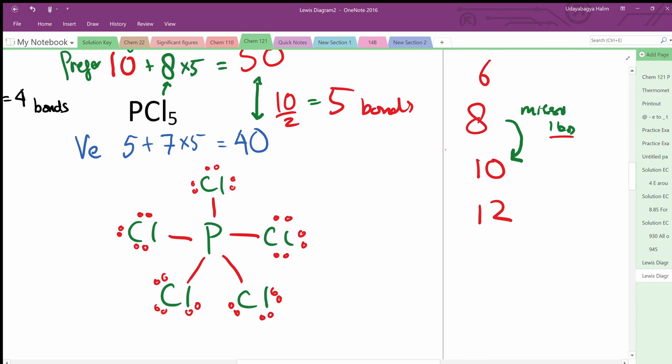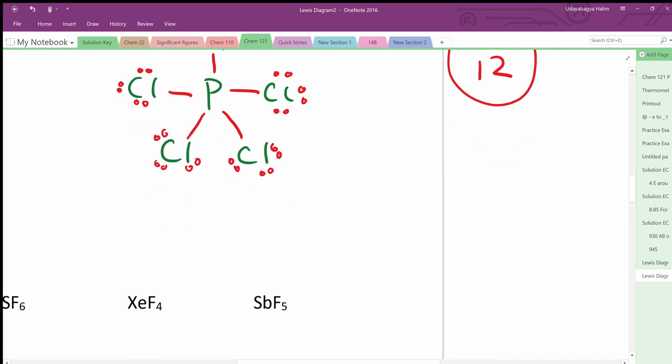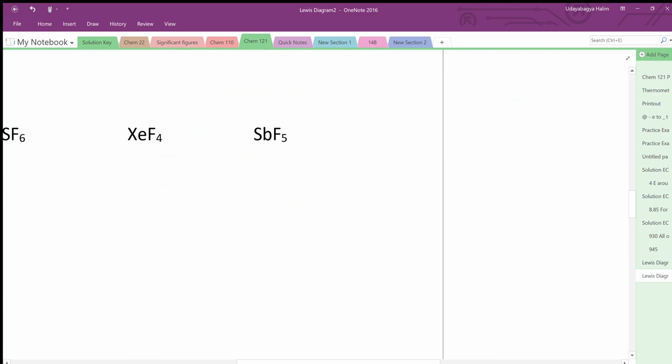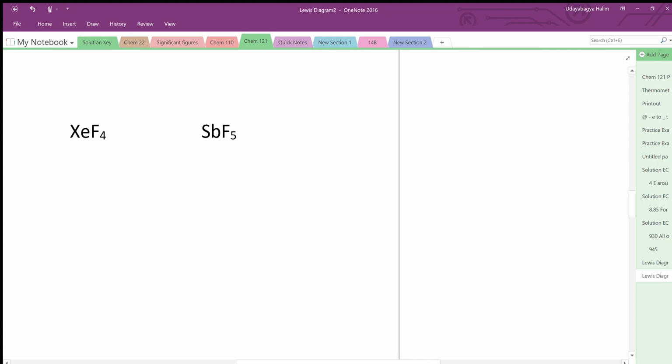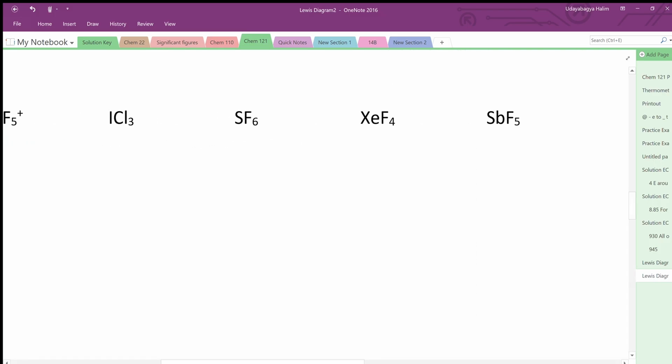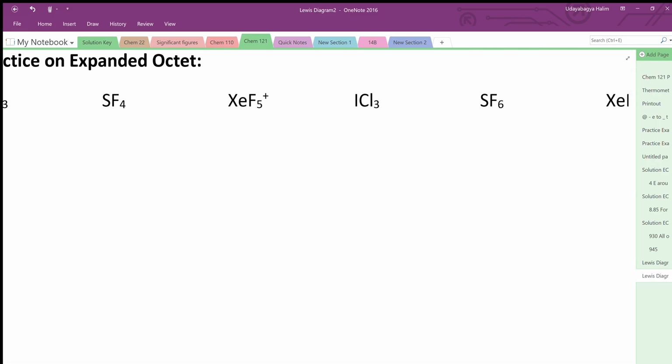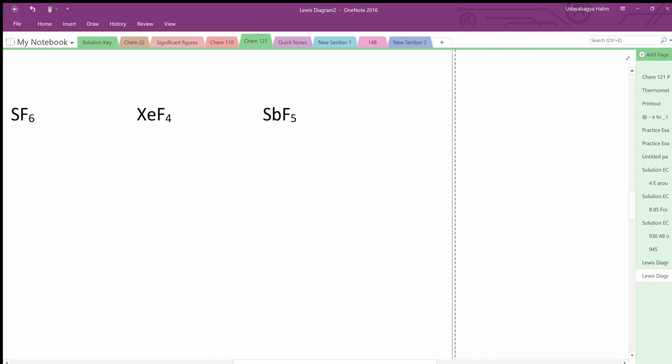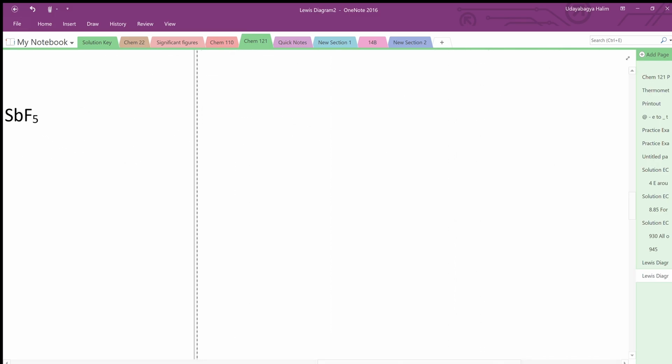Sometimes what I see a lot is that people confuse which ones have 10 electrons and which ones have 12, because it's not particularly clear. So on your board, any questions about the expanded octet for now? Nope. So on your board, let's do XeF4. It's the second to last on your list.